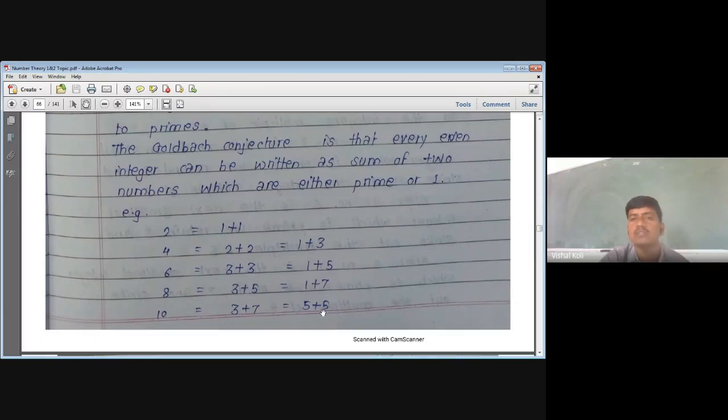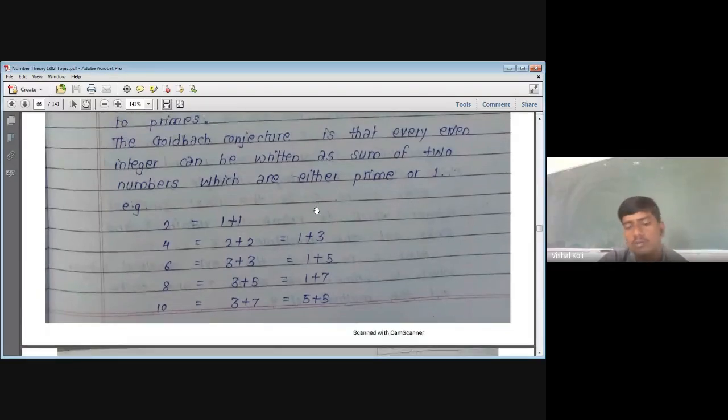or 5 plus 5. Therefore this Goldbach conjecture states that if we take any even integer, then it can be written as a sum of two numbers. The two numbers are either prime or they are the integer 1. This is true for all the even integers.